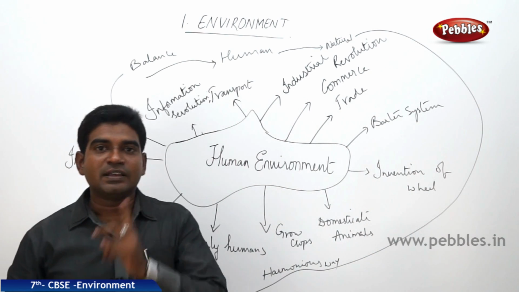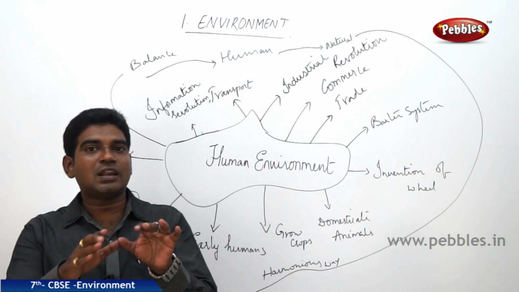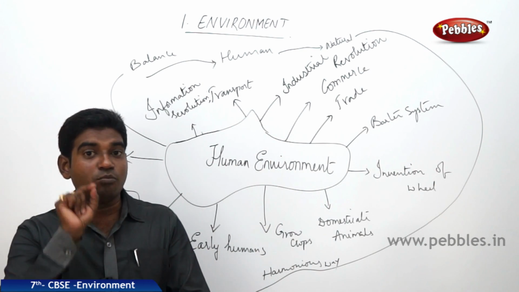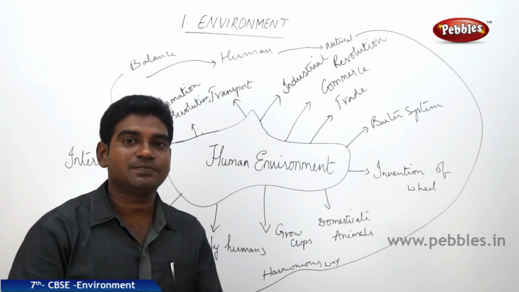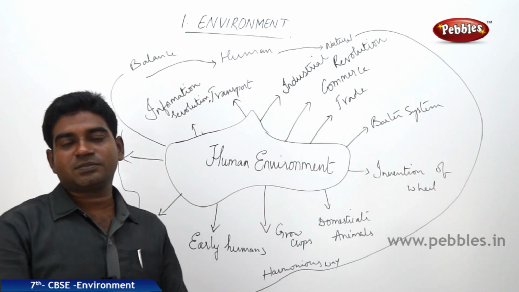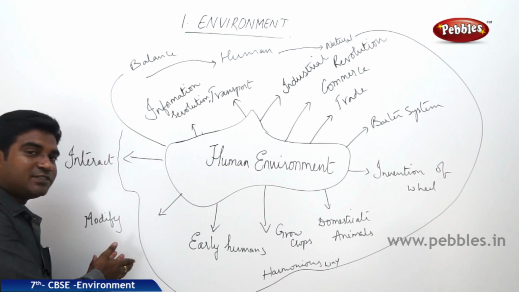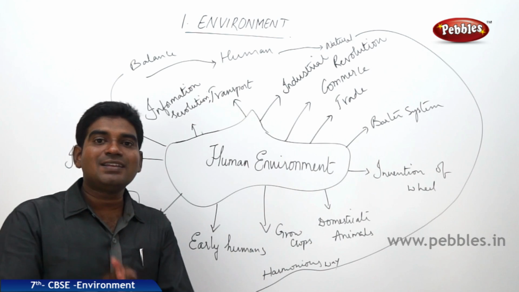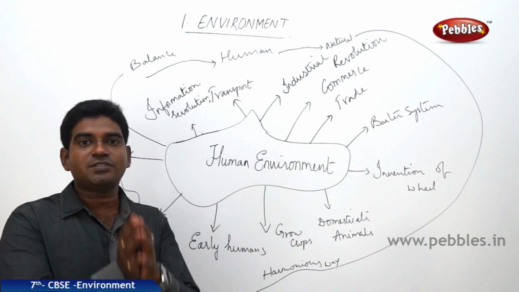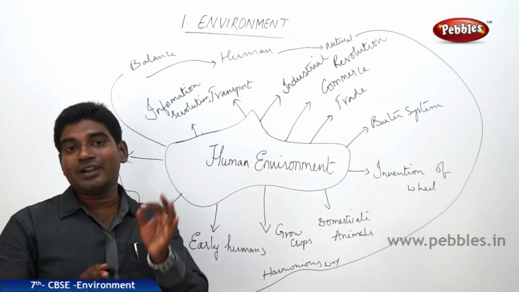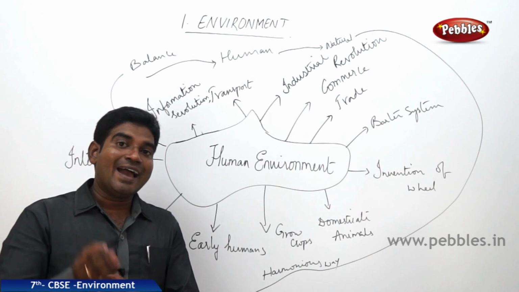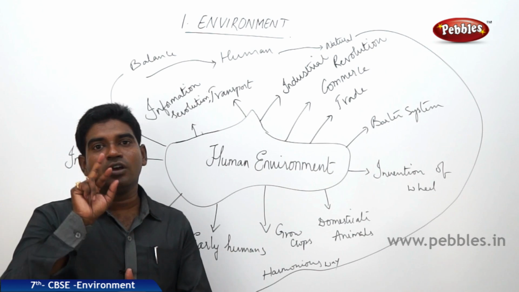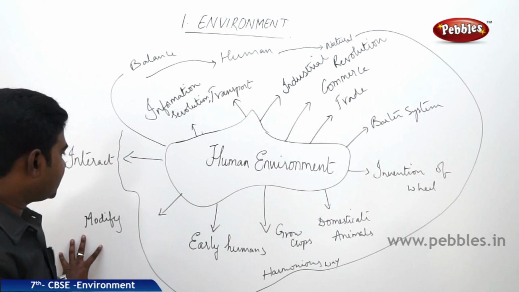Later, he started to stay in caves, which are naturally built homes. Later he started to modify them and build houses, from huts to houses. So he started to modify nature. He started to build according to his convenience. Man started to alter the natural things available to him, as per his requirement and convenience. So he has made modifications.